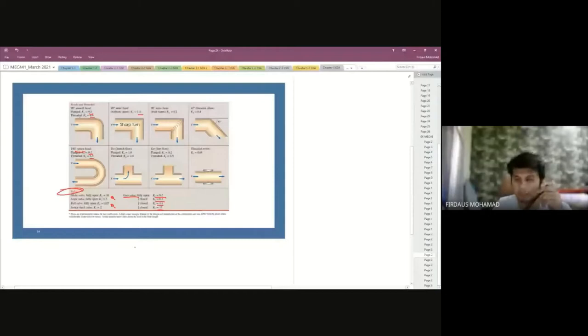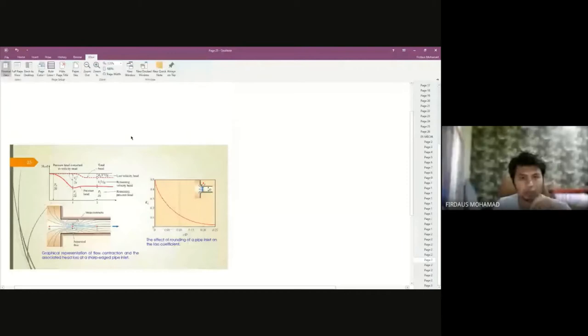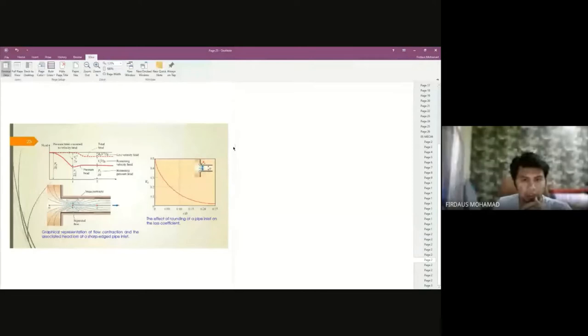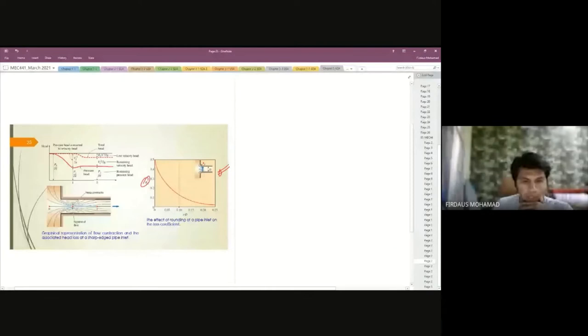This is for sudden contraction from a large pipe to a low diameter pipe. We can use this chart to find the loss coefficient. How do we find the loss coefficient by using the chart? Let's say R over D equals 0.1. Just plot 0.1, and from the intersection, plot to the left, and you will get 0.13 or 0.14 for the loss coefficient.